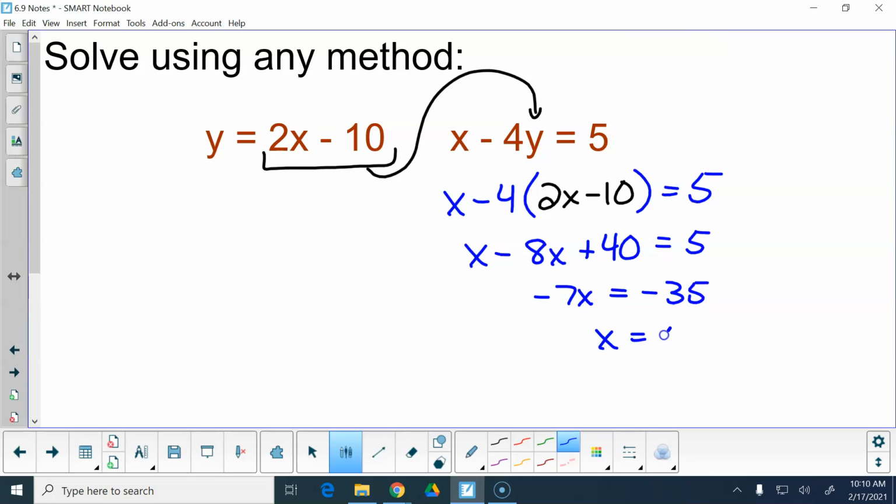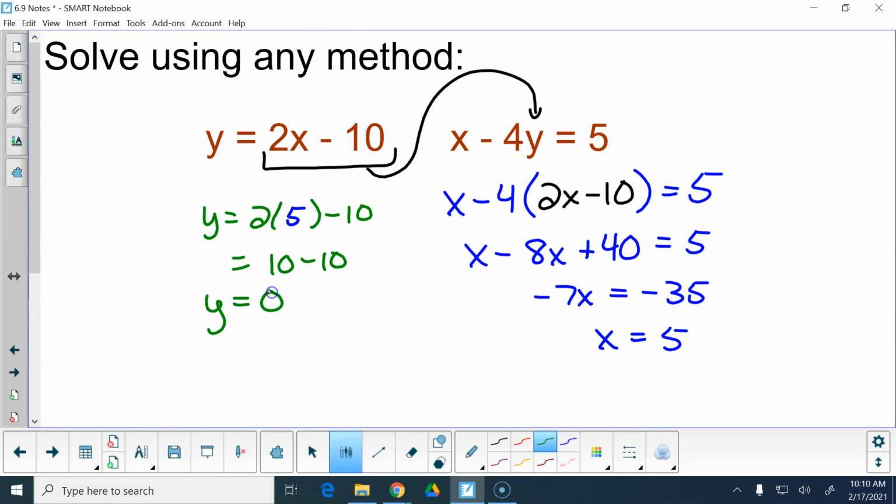So I get x is 5. Is that what you got too? That's a good thing. If I plug in 5 up in here, then y is going to be 2 times 5 minus 10. That's going to be 10 minus 10. That's going to be y is 0.